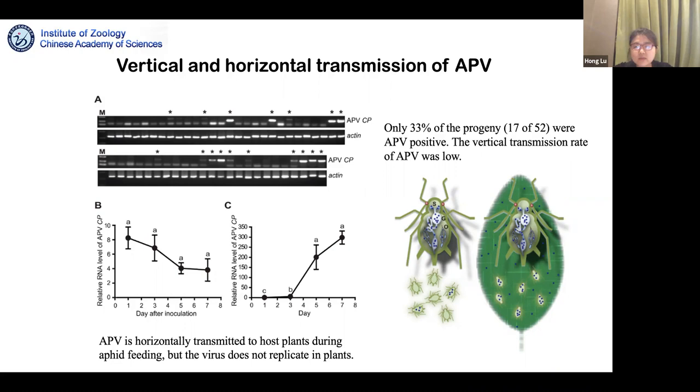Because of the high abundance of APV in salivary glands, the horizontal transmission rate of APV was also investigated. APV is horizontally transmitted to host plants during aphid feeding, but the virus didn't replicate in plants.